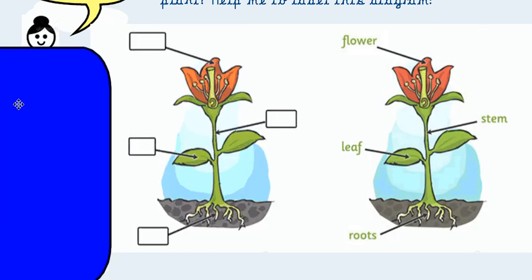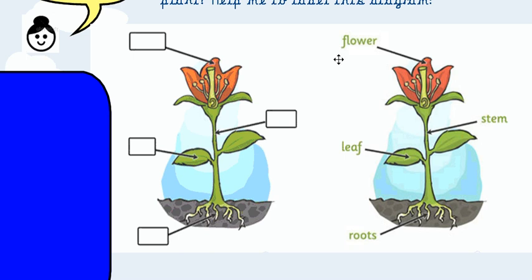Well done. Once you've done that, let's have a little look, see if we can name them. So we've got the flower, the leaf, the stem and the roots. Well done. Wonderful, everybody.